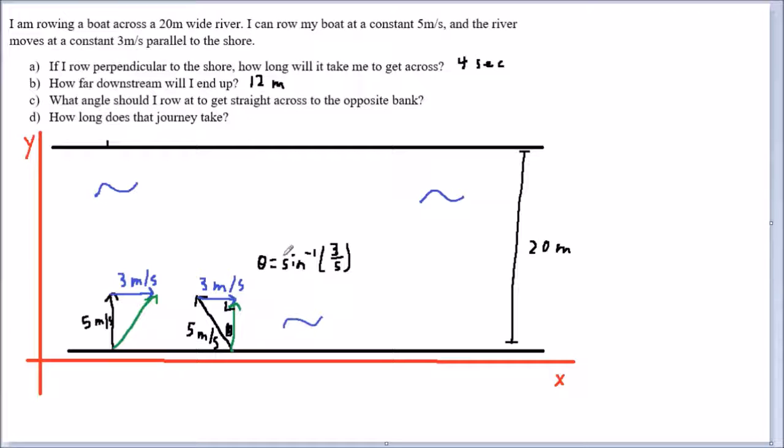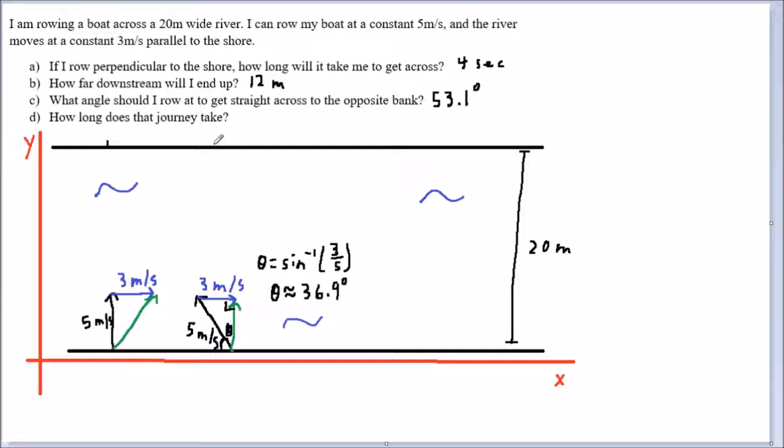And then we can simply take 90 degrees minus theta in order to get this angle right here, which is the desired angle, the angle relative to the shore. So we can compute this with our calculator. We get theta is approximately 36.9 degrees, which means the desired angle, which we can imagine as this angle relative to the shore, is going to be about 53.1 degrees.